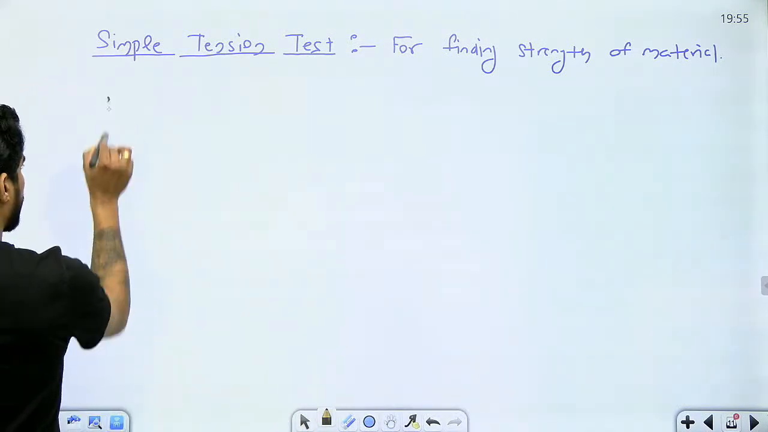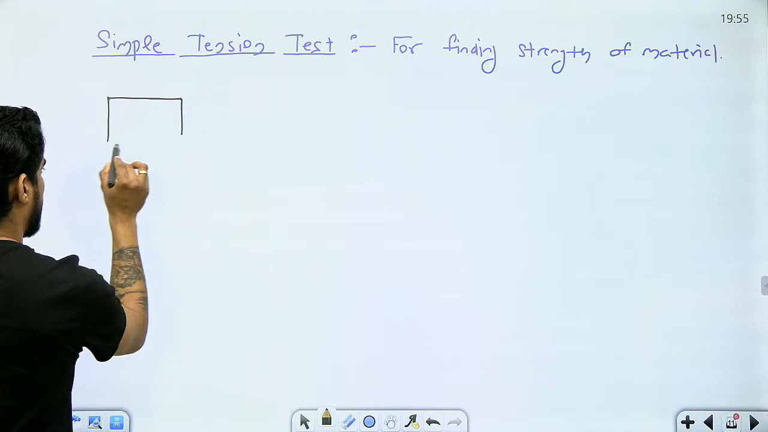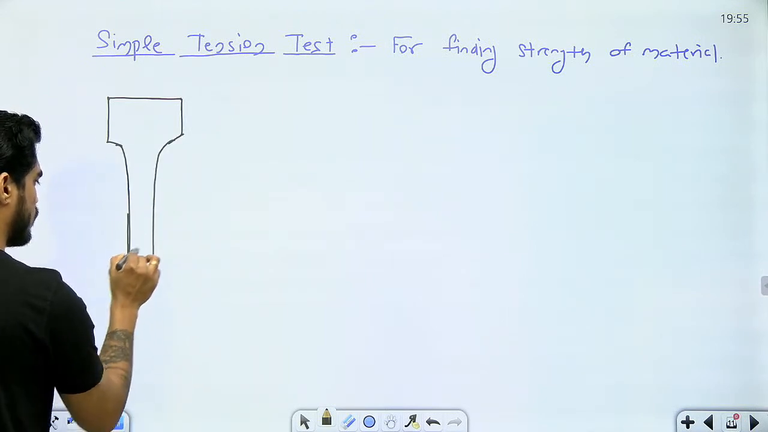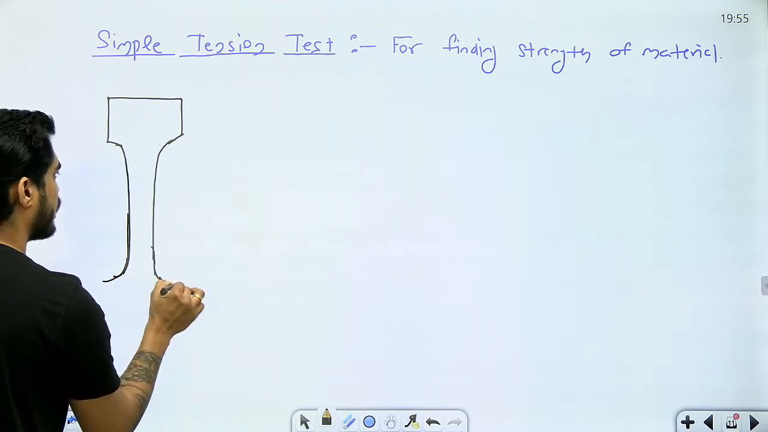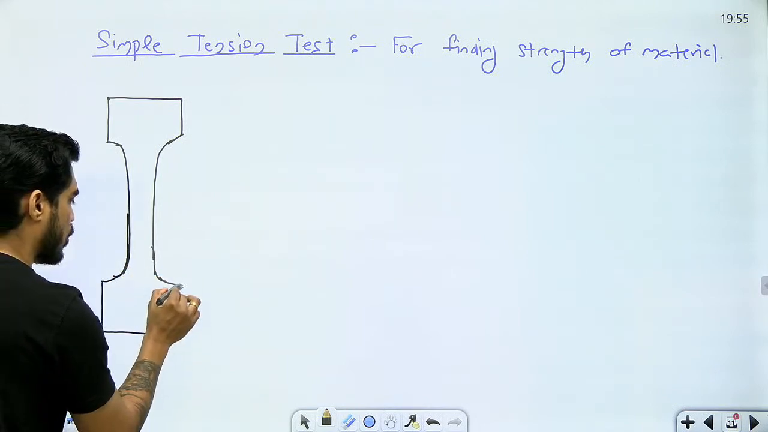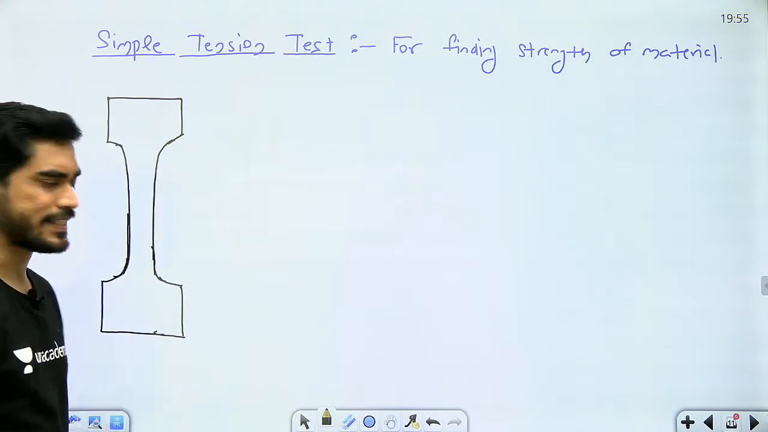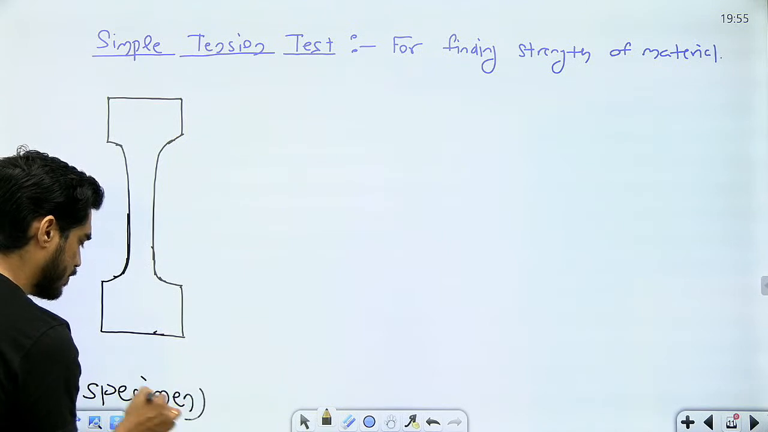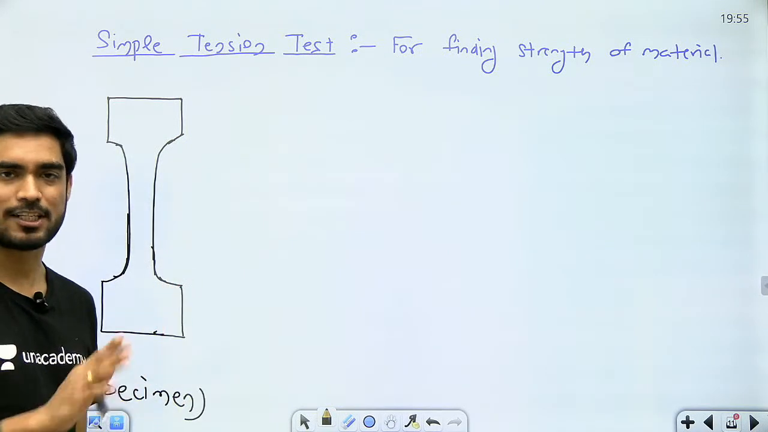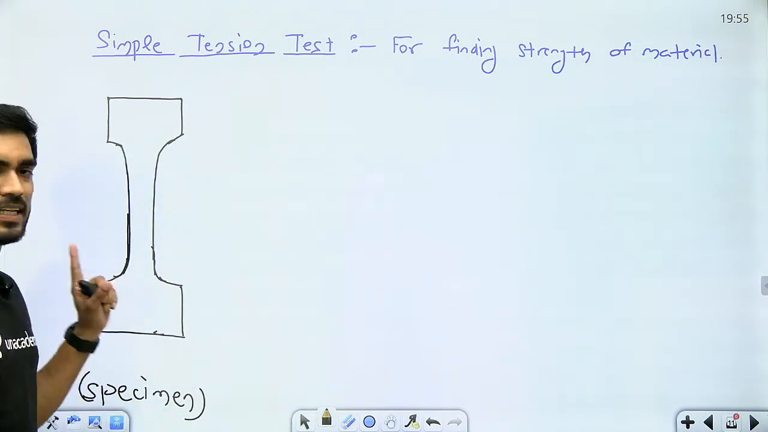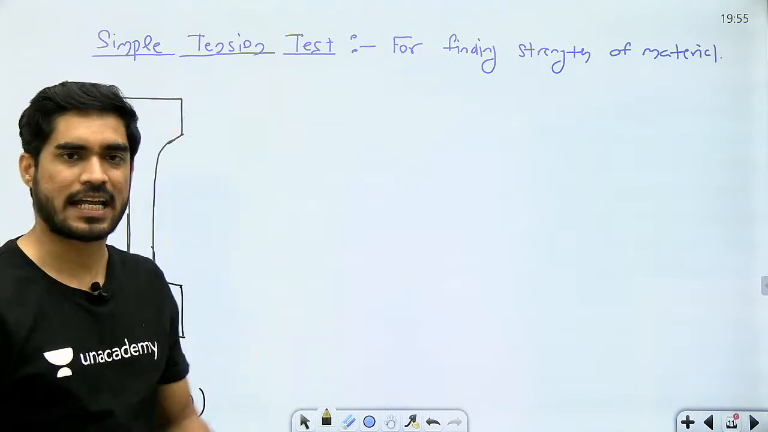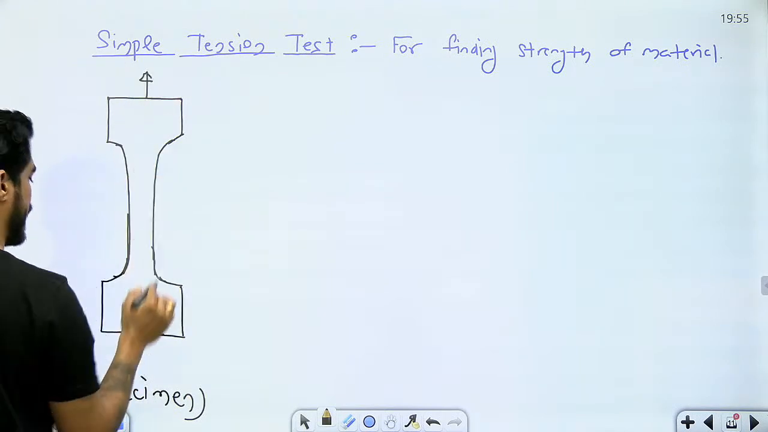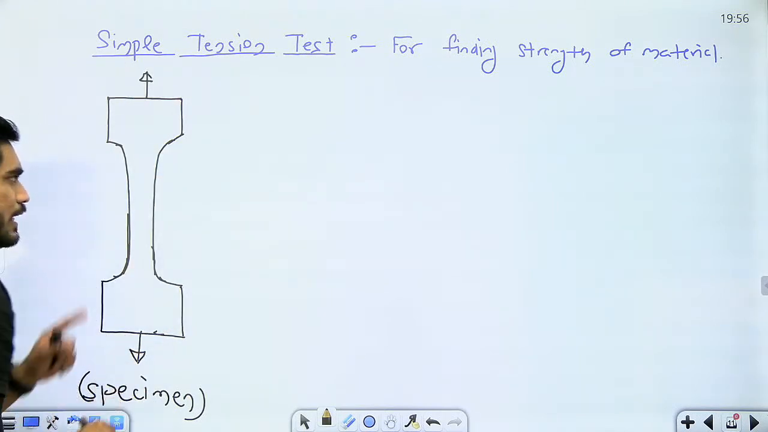Then what do you do? You make a specimen of that material. आप उस मटेरियल का एक स्पेसिमेन बनाते हो, कुछ इस तरीके का एक स्पेसिमेन होता है, ठीक है. Then you put this specimen in universal testing machine, right? This is the specimen. ये अपना specimen है, standard size and shape का specimen होता है. Then we put this specimen in universal testing machine and we apply tensile load, like this.